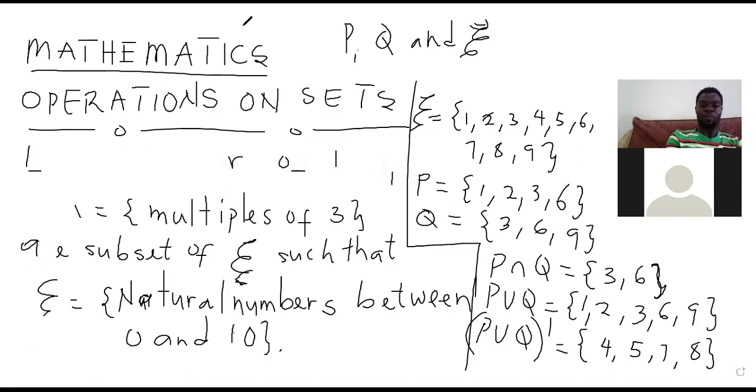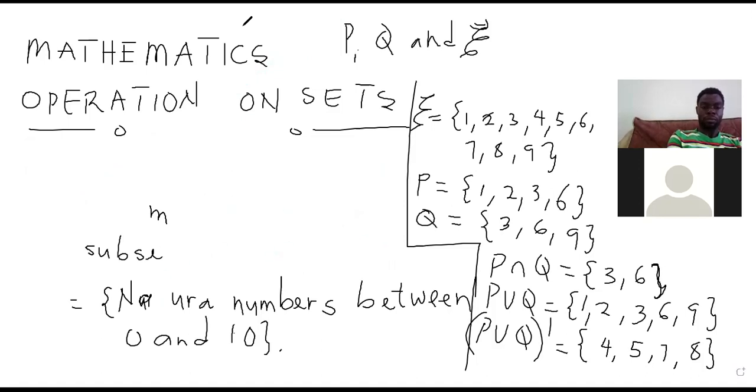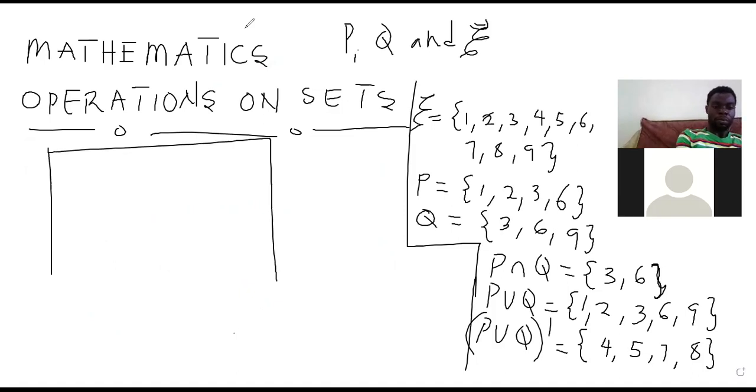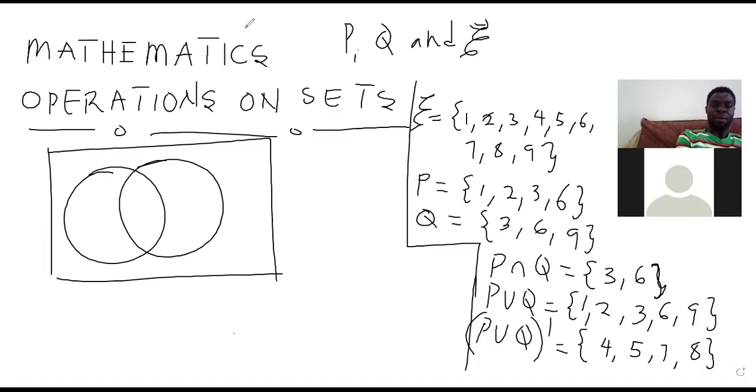Now you are being asked to present this on a Venn diagram. When you are asked to present this on a Venn diagram, we have your rectangle. You have your two intersecting sets. You name them P, Q. You have the universal set. We first represent the intersection. So P intersection Q, 3 and 6.